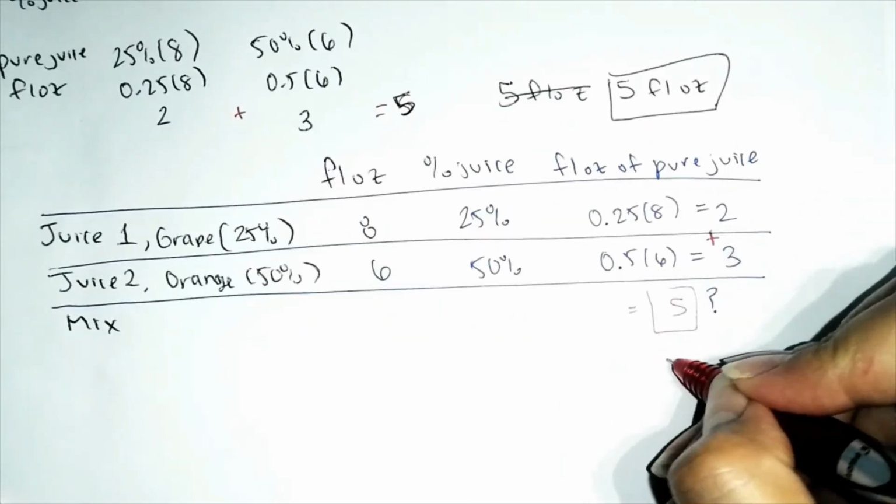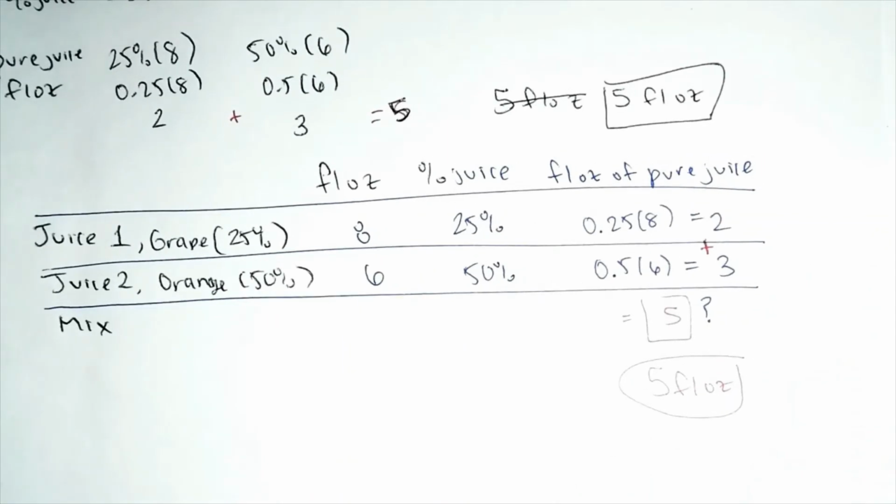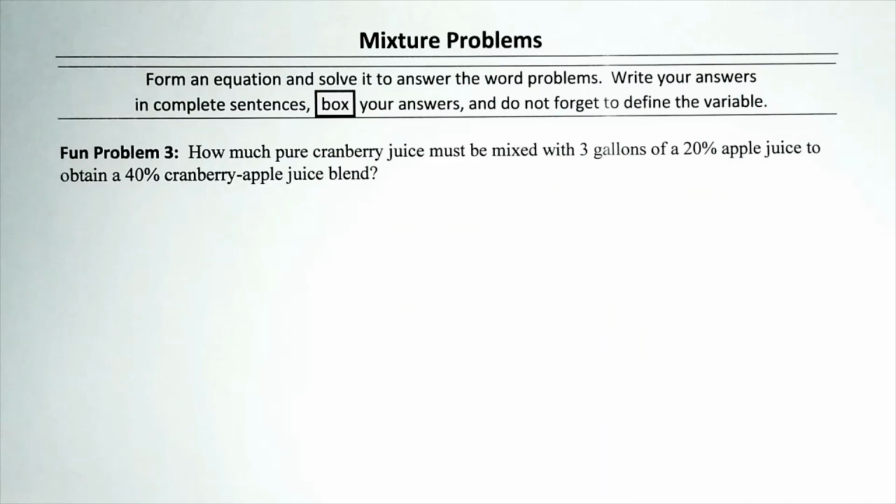Okay, so we have 5 ounces of pure juice in the mix. Okay, I need to get better pens. Let's go ahead, take a pause.